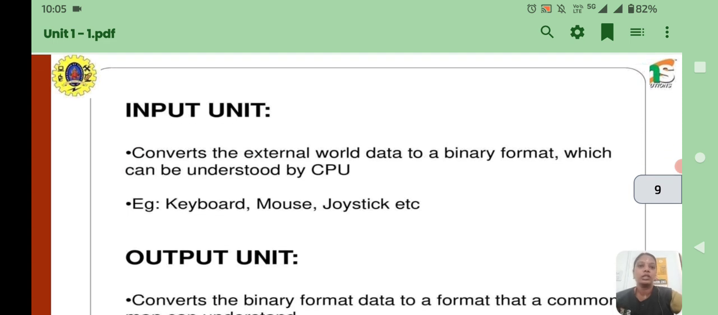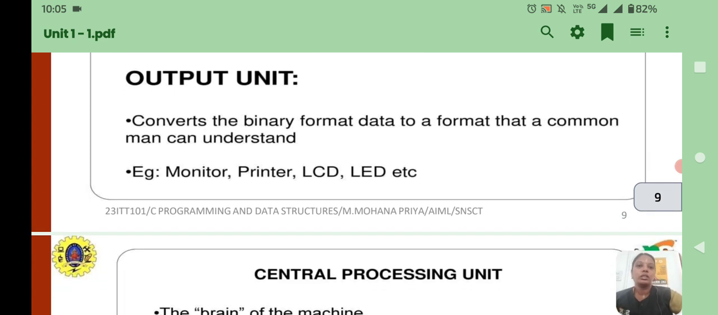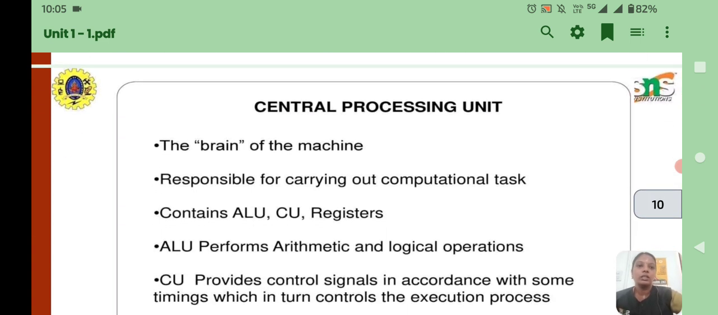What does the input unit do? It converts the external world data into a binary format which can be understood by the CPU. Then the output unit converts the binary format data into data that a common man can understand. Central processing unit.